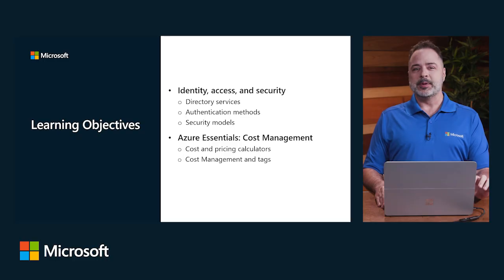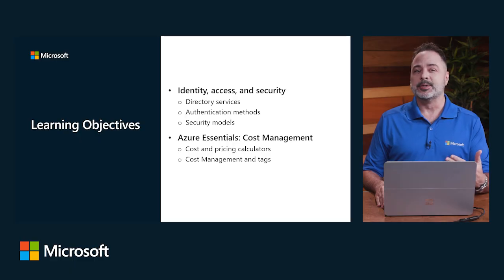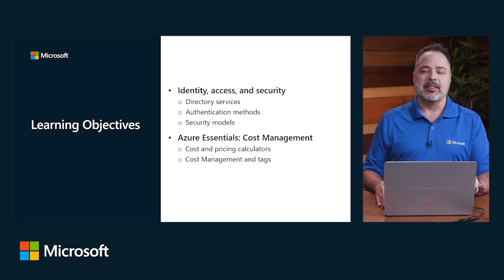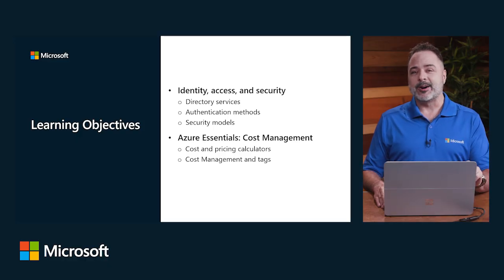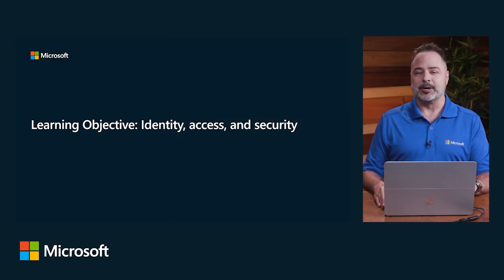In this session, we'll be covering the following learning objectives: Azure Identity, Access and Security, where we'll introduce directory services, authentication methods, and security models. And then we'll cover Azure Essentials Cost Management, where we'll introduce the cost and pricing calculators and discuss cost management and resource tags in Azure. So let's get started with our first learning objective on identity, access, and security.